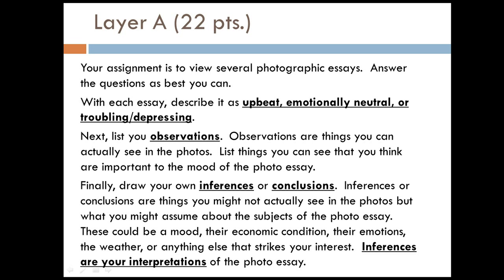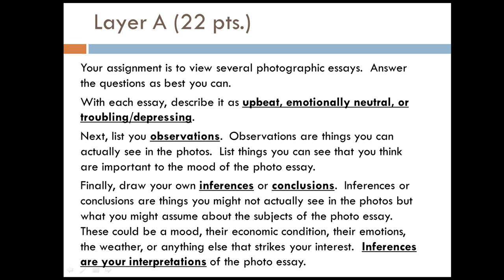Layer A is the final assignment. And the student's assignment is to view several photographic essays and answer the questions that follow as best they can. With each essay, they should describe it as upbeat, emotionally neutral, or troubling, depressing. Then they will list their observations. Observations are things that you can actually see in the photographs. List things that you see that you think are important to the mood of the photo essay. Finally, draw your own inferences or conclusions.